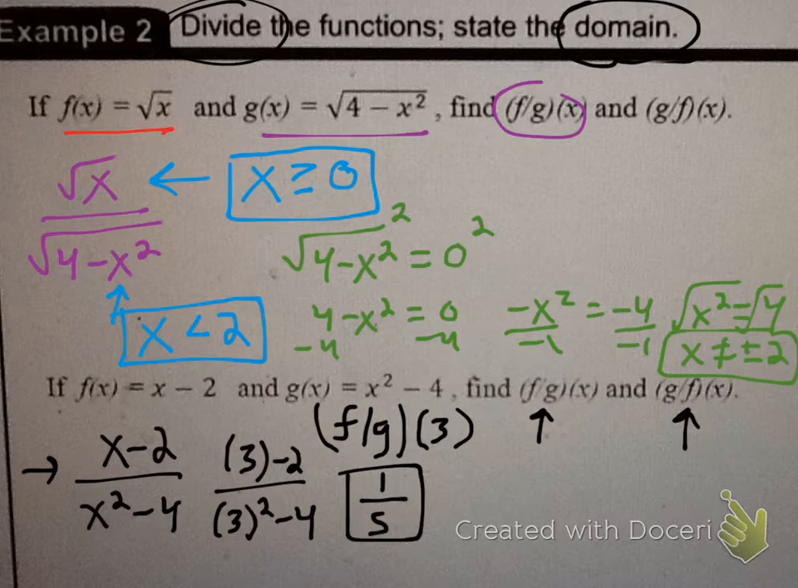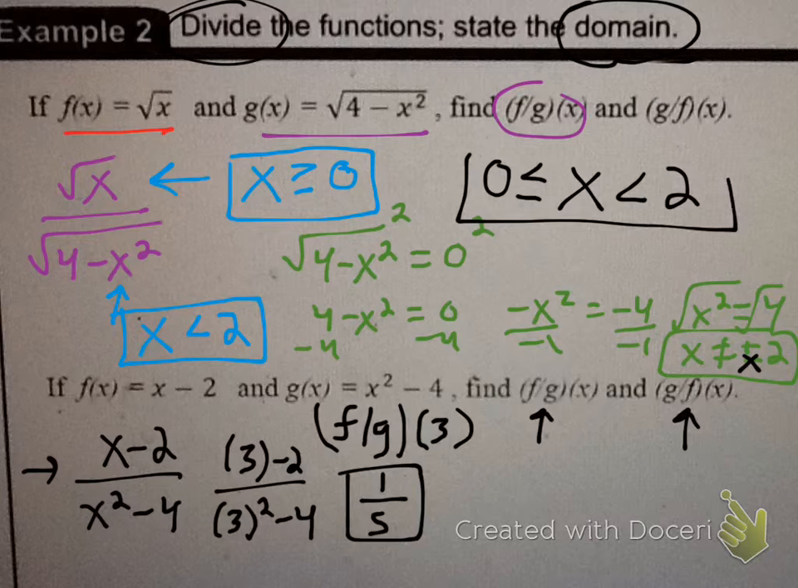That makes it undefined. So now we have to put this all together to write our new domain, our restriction. So x has to be bigger than or equal to 0, and it has to be less than 2. So the fact that it has to be bigger than 0, we can cross off the negative 2. And it can't equal 2, so that we basically know that x has to be less than 2, and it has to be bigger than or equal to 0. That is our domain of that function.